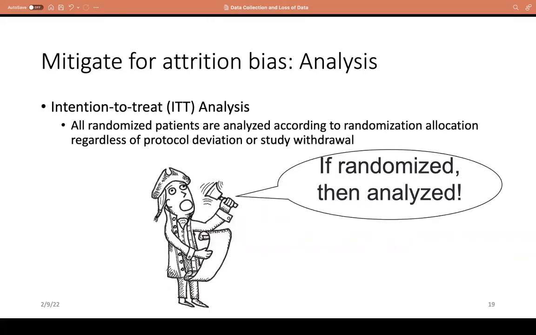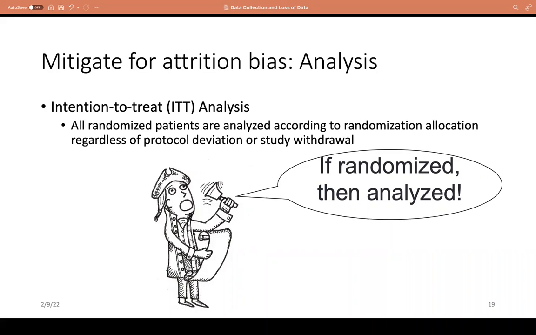So that's what you want to do in the design stage. And then the analysis stage, what we're going to do is something called intention to treat analysis. And so you see here the town crier is announcing, so if randomized, then analyzed. And so the intention to treat principle is that all randomized patients are analyzed according to their randomization allocation.